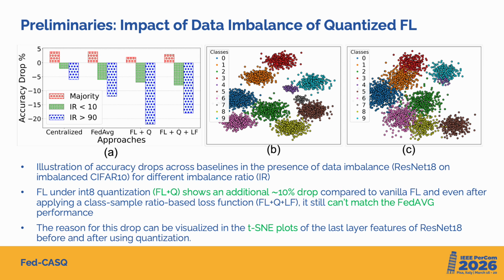The t-SNE plots to the right give an intuition for this scenario. After applying quantization, the minority class features overlap more with each other, so the separation degrades. So this is exactly the gap we are trying to minimize.